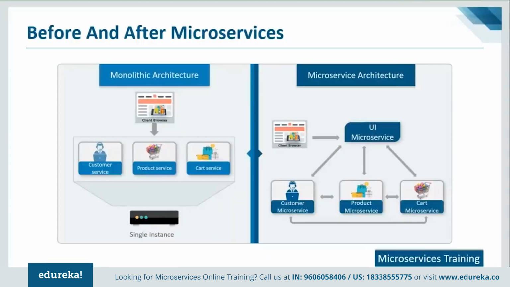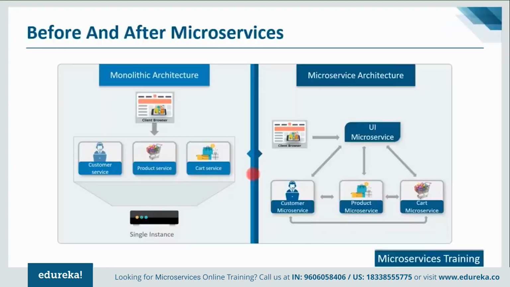Basically, we're going to find out the differences between microservices and a monolithic architecture. So let's begin, guys. Let's take the classic example of an e-commerce website. From the diagram, we can observe that in the monolithic architecture, we have all the features running under the same instance. For example, we have customer service, product service, and cart service, right? All of these are running on a single instance and sharing a common database. All right, so this is a typical example of a monolithic architecture.